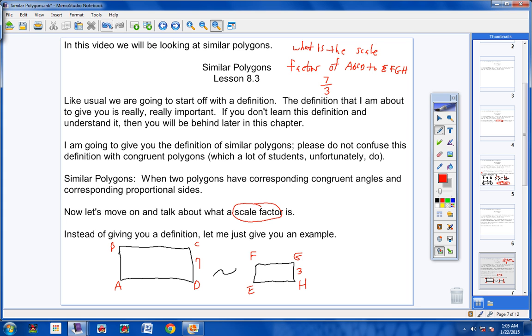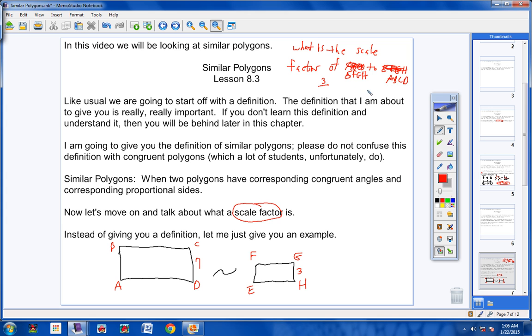Now, hold on a second, students. Please take good notes. Please pay attention. What if I said, what is the scale factor of EFGH to ABCD? Now it's going to be a little different answer. Which rectangle came first in my question here? EFGH. So I start with this number first, 3.